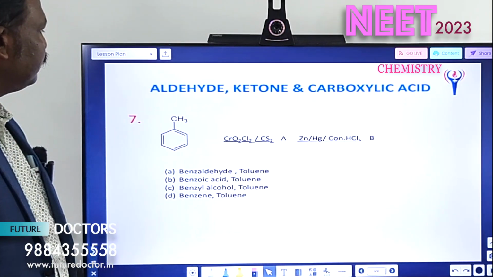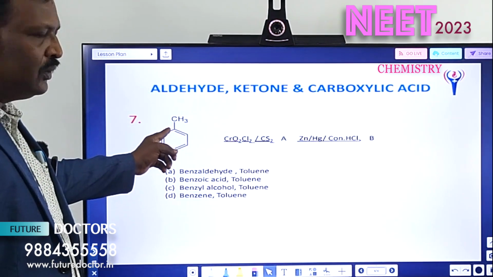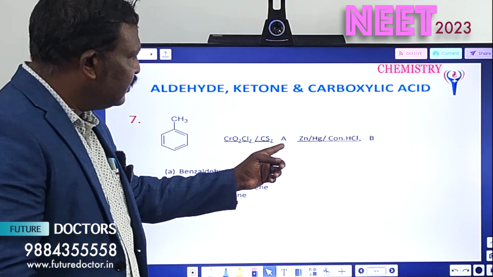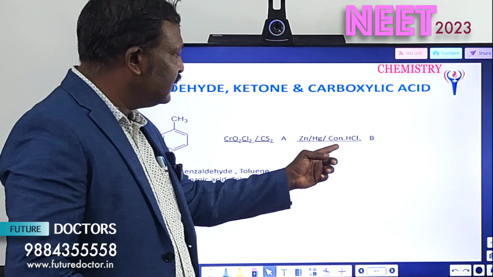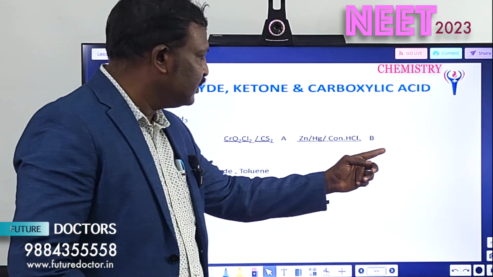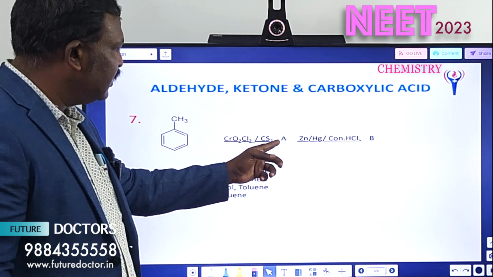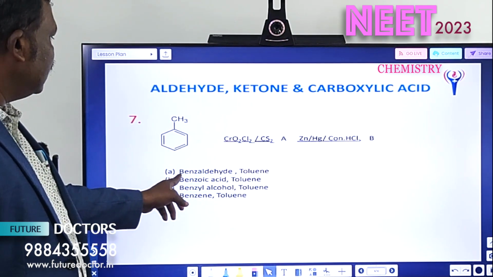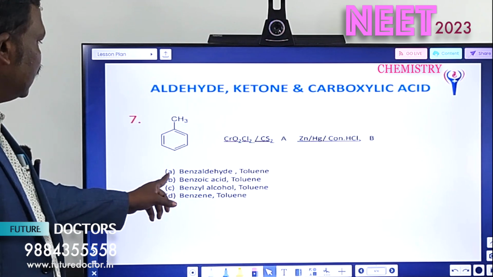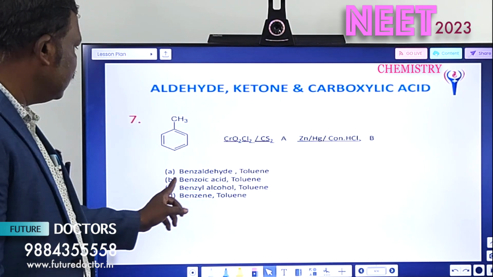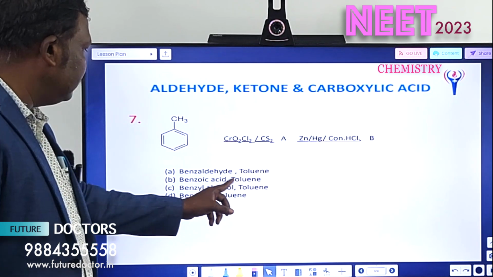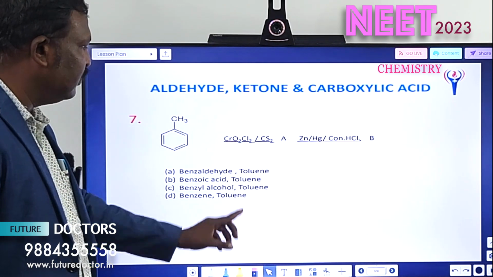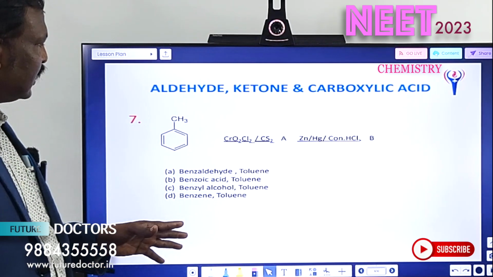Seventh one. Toluene is oxidized by this reagent to get A. Again, A is reduced by this reagent to get B. We have to find out A and B. Option A, benzaldehyde and toluene. B, benzoic acid and toluene. C, benzyl alcohol and toluene. D, benzene and toluene. These are the 7 questions I gave today.